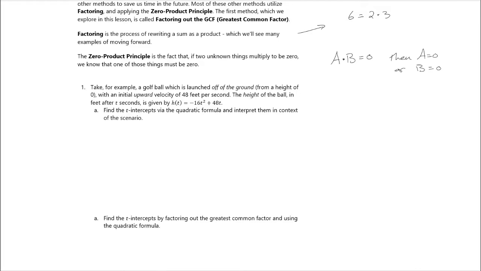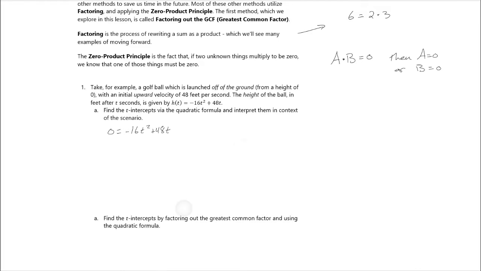Let me say that again. The height of the ball in feet after t seconds is given by h of t equals negative 16t squared plus 48t. So if we plug in a t value where t is in seconds, then this function is going to output the height of the ball that many seconds into its flight. So our goal is to find the t-intercepts of this quadratic function, and we're going to interpret them in context of the scenario. To find the horizontal intercepts, we set the function equal to 0. So 0 is going to equal negative 16t squared plus 48t.